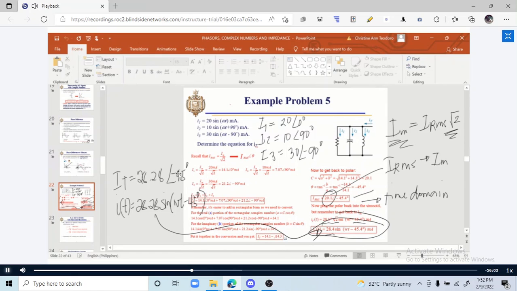So since we have 28.28 angle negative 45 degrees, we can already have it in an equation format. So that is 28.28 sine omega t minus 45 degrees, which is very close to the final answer. Did you get what I mean now?